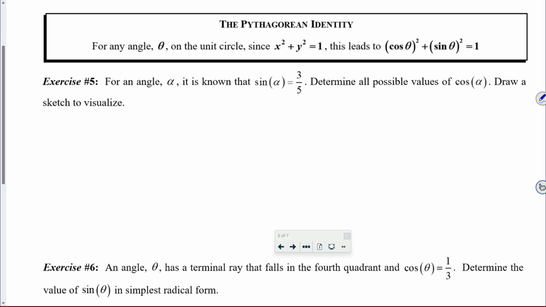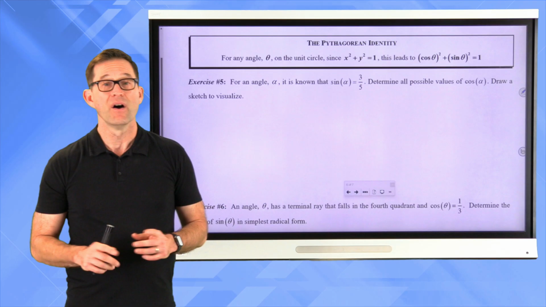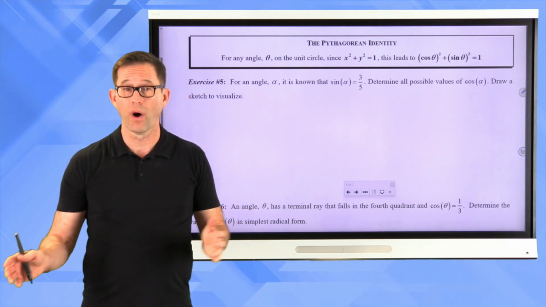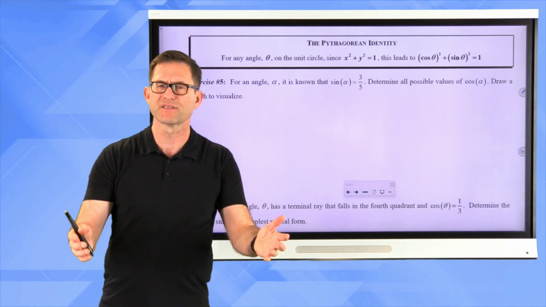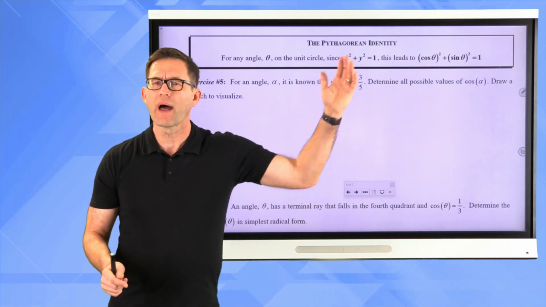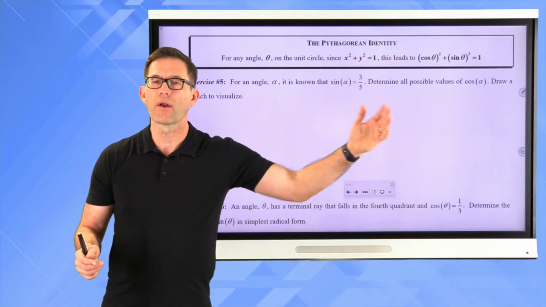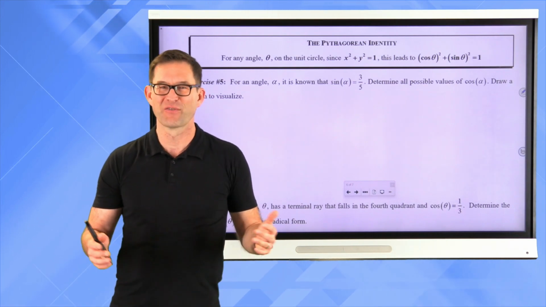For an angle alpha, it is known that the sine of alpha is equal to 3/5. Determine all possible values of cosine alpha. Draw a sketch to visualize. Okay, and please note, 3/5 is between -1 and 1, so it's a valid sine value. So how do we use this particular equation or identity to figure out all possible values of cosine alpha?